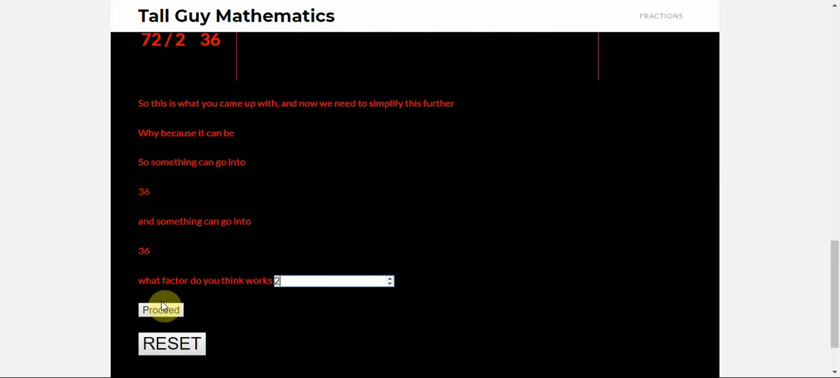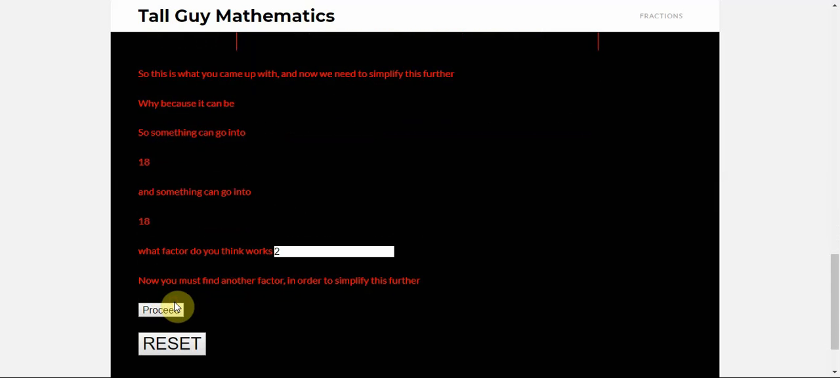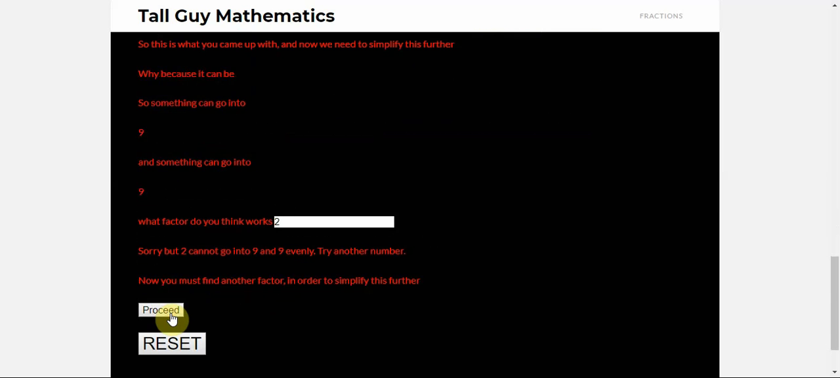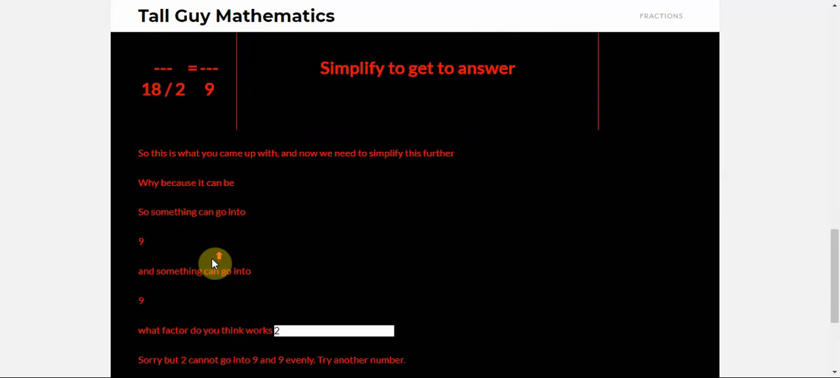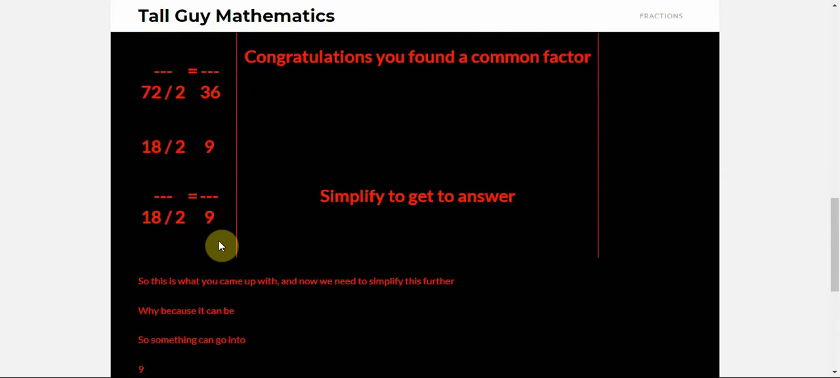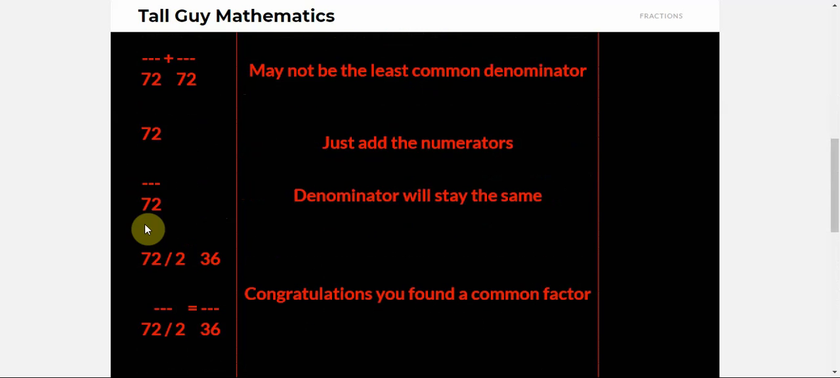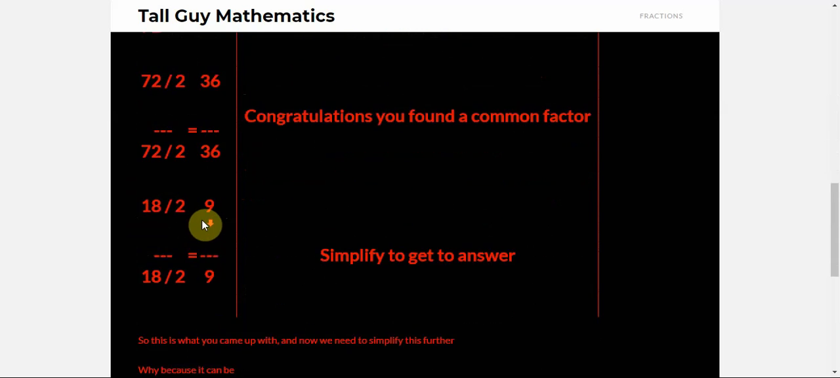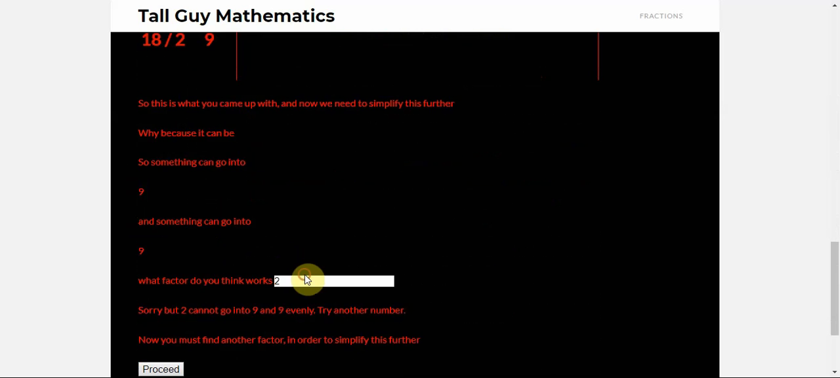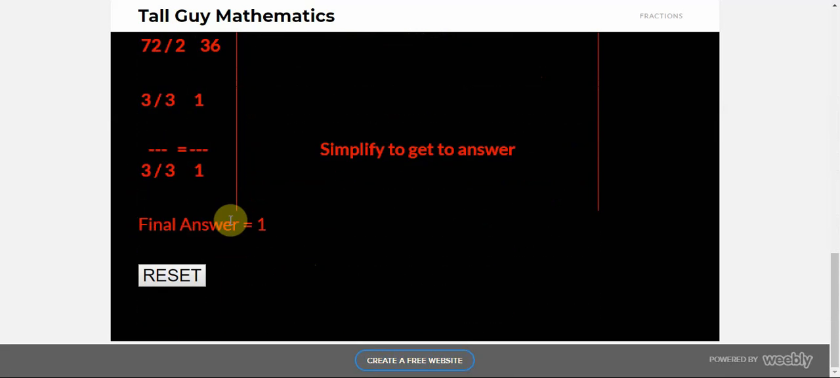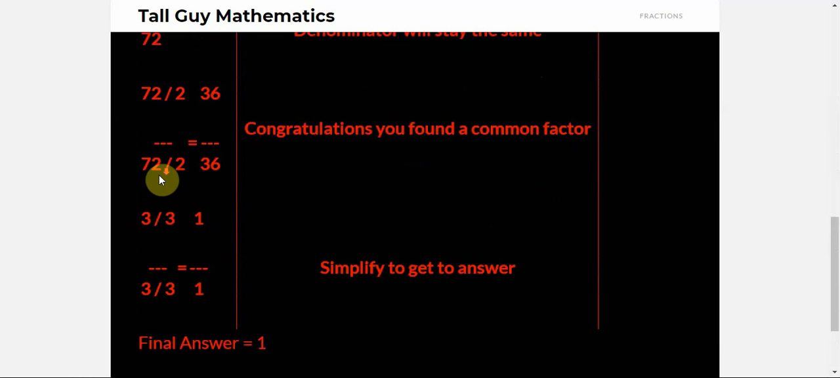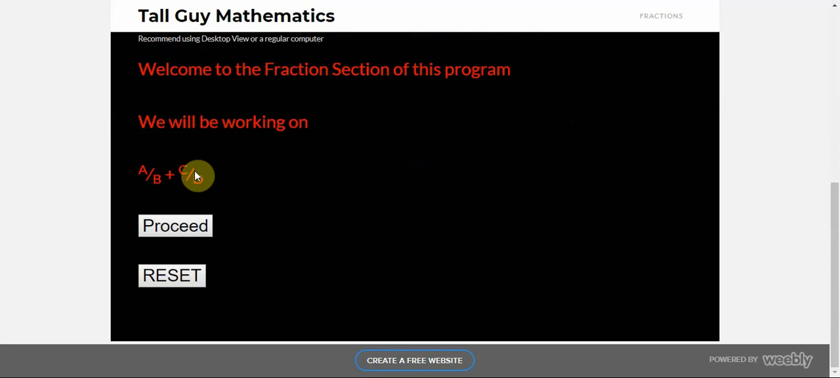And you could keep going on and on. Wait, 2 doesn't go into 9. See, at this point, we started out with 5 6ths and 2 12ths, which led us to 72 over 72, and now we're just trying to simplify, and we could keep going. Let's see, what goes into 9 and 9 apart from 9? Well, 3. 3 goes in, 3 goes in. Oh, final answer is 1, because 72 over 72 is actually 1.